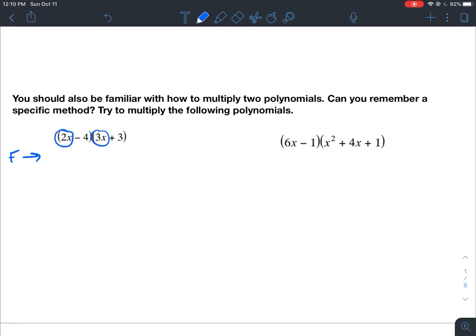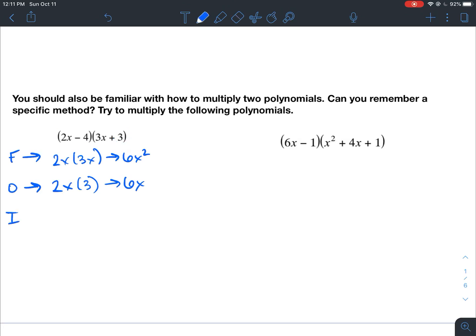So that term and that term. That would be 2x times 3x, which equals 6x squared. Now, O was the outer terms. That would be the first term in this binomial and the last term in this binomial. So 2x times 3, which would be 6x.